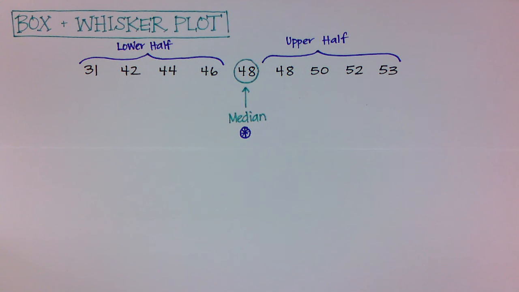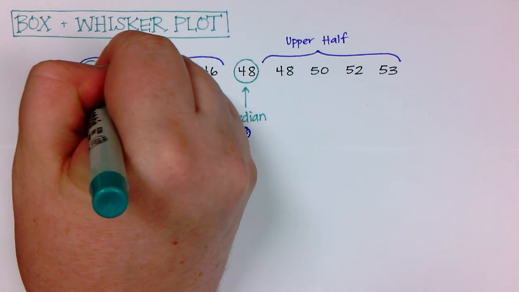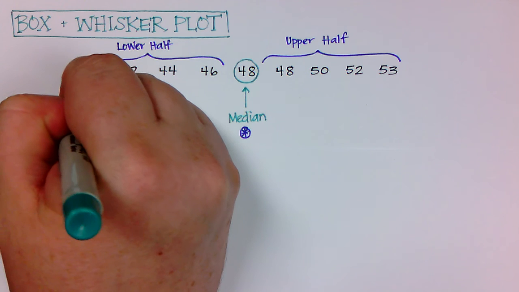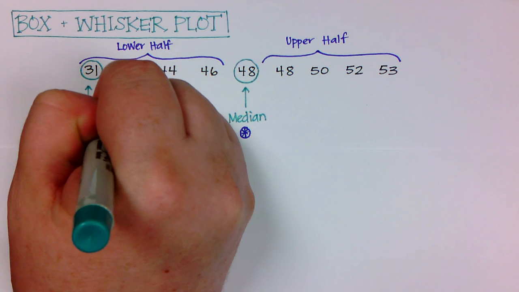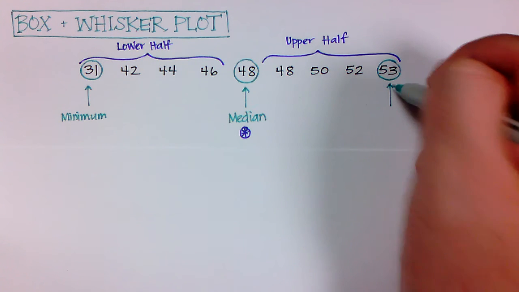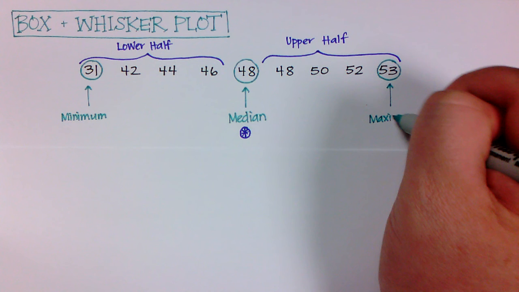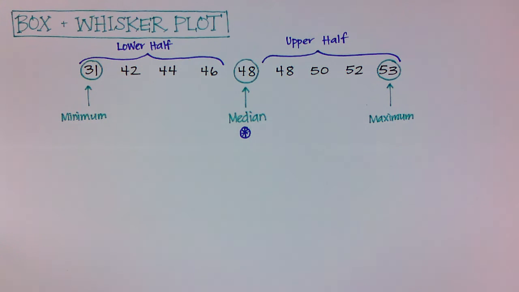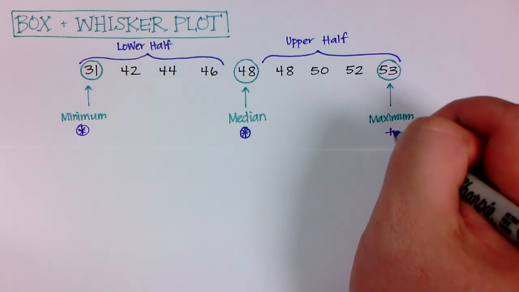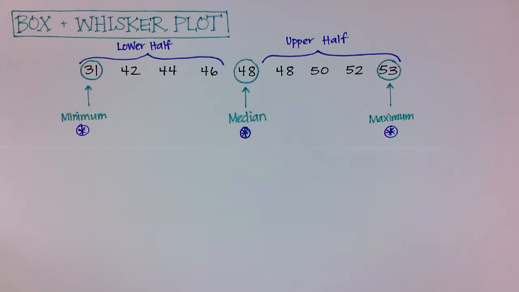Okay, awesome. The next thing that we're going to do is we're going to circle the minimum value. So 31 in this case is the minimum. And we're going to circle the maximum value, which was 53. And I'm going to star both of those to make sure that I plot those points as well. And then I have one more part.